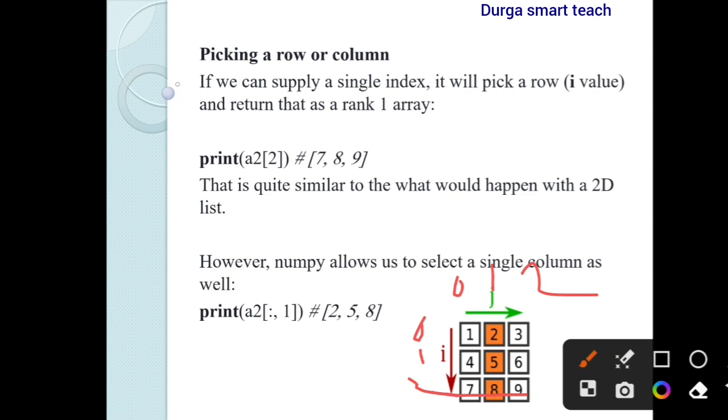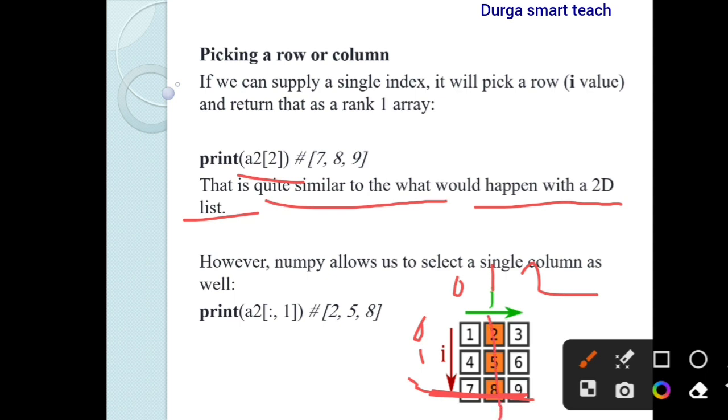Okay, so if you want to pick one specific row, you need to use a[2]. In that case it will display the entire row. Okay, this is quite similar to what would happen with a 2D list. Next, however, if you want to access one single column, one specific column, so that is 2 5 8.